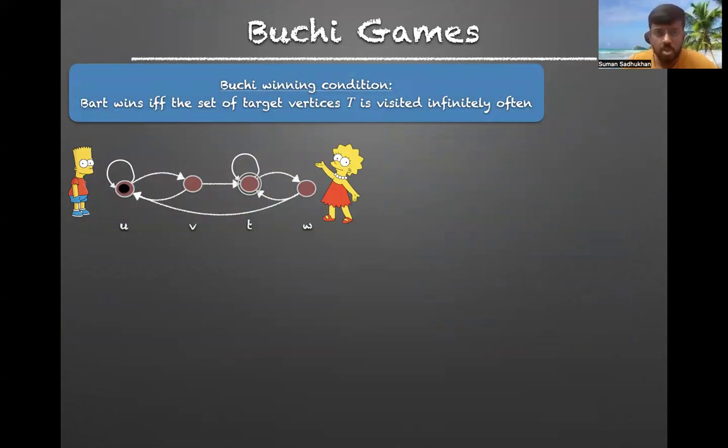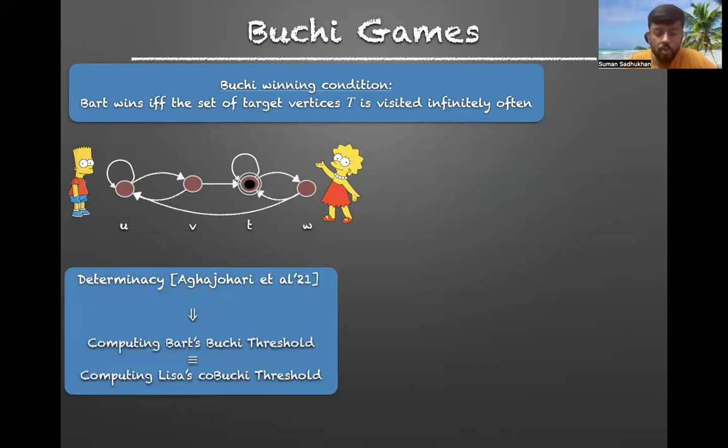And I'll show first how we solve the Büchi games. So the Büchi winning condition is as follows. For reachability, you know that Bart has a target vertex that he has to reach, and for Büchi, given a target vertex, he has to reach the target vertex infinitely often. For example, here suppose the target vertex is T, so Bart has to visit this T infinitely often.